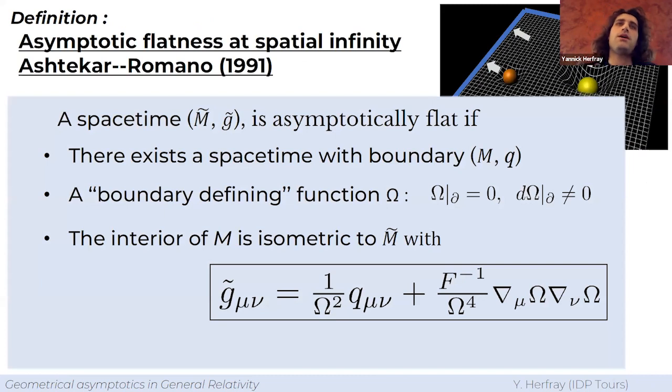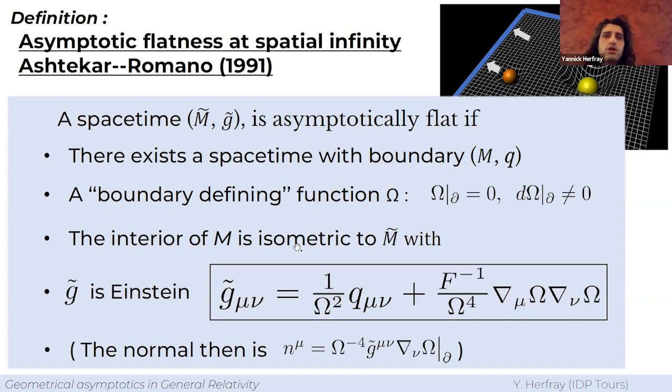Okay, let me now come to the other alternative notion of asymptotics, which is at spatial infinity. In the form that I'm going to present, this is due to Ashtekar and Romano, 1991. You are asymptotically flat at spatial infinity if, again, there exists another spacetime with boundary M and Q, similar to before. You have boundary defining functions, so there is a boundary at finite distance, obtained for omega equals zero. But now the form of the physical metric is different. Before we had only a term like this, now there is a 1 over omega squared, omega to the fourth term here. So the definition is very different. And again, you impose Einstein's equation here, and that's all there is. There is no extra condition about the sign of the normal or something like this.